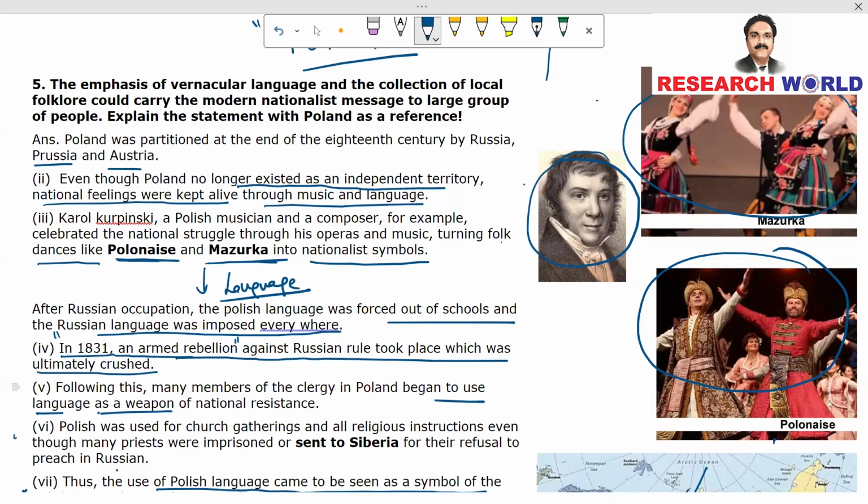Following this, many members of the clergy in Poland. So, this rebellion and ultimately its failure invoked a feeling of nationalism among the clergy in Poland, that is, the church. They began to use language as a weapon of national resistance. That's the next point. And Polish was used for church gatherings and all religious instructions, even though many priests were imprisoned or sent to Siberia for their refusal to preach in Russian.